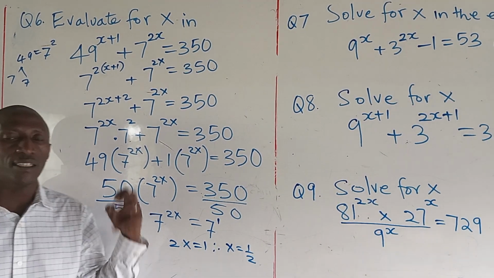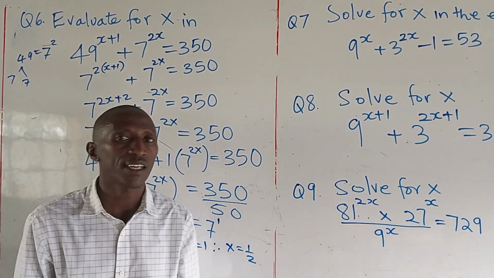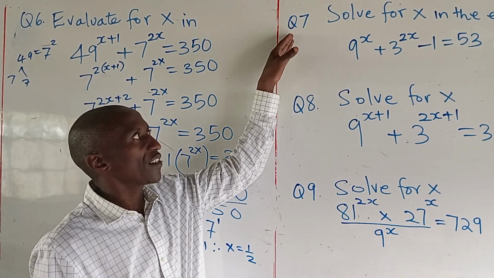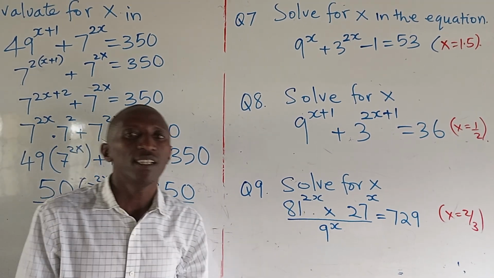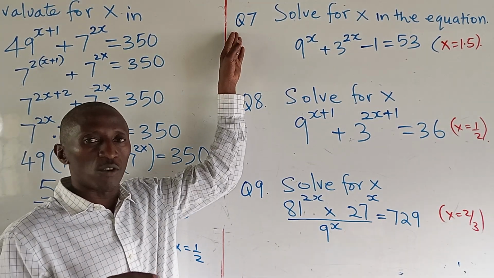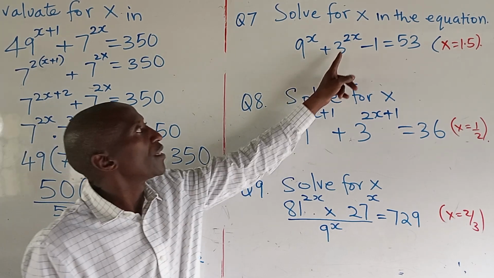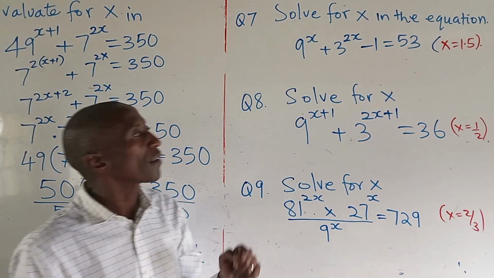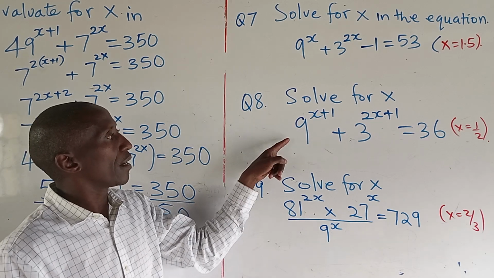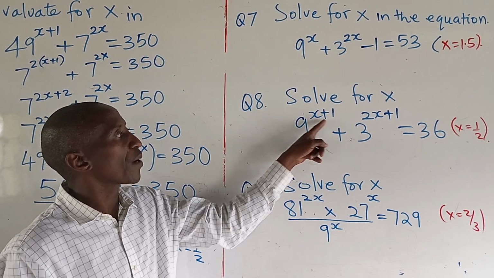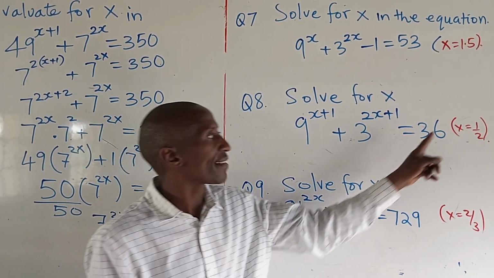Viewers, I think it is getting easier and easier every moment we discuss this one, and so I have decided that we look at number 7, number 8, number 9 as an activity. So kindly put number 7 in your notebook: solve for x in the equation 9 to the power x plus 3, 2x minus 1 is equal to 53. The expected answer is 1.5. Question number 8: solve for x, 9 to the power of x plus 1 plus 3, 2x plus 1 is equal to 36. The expected answer is a half.